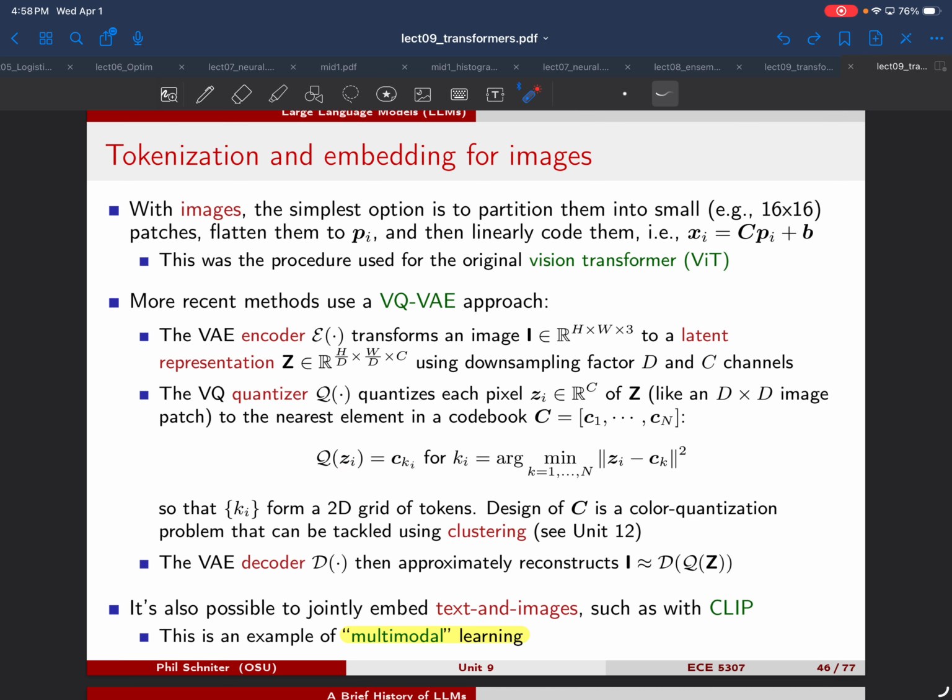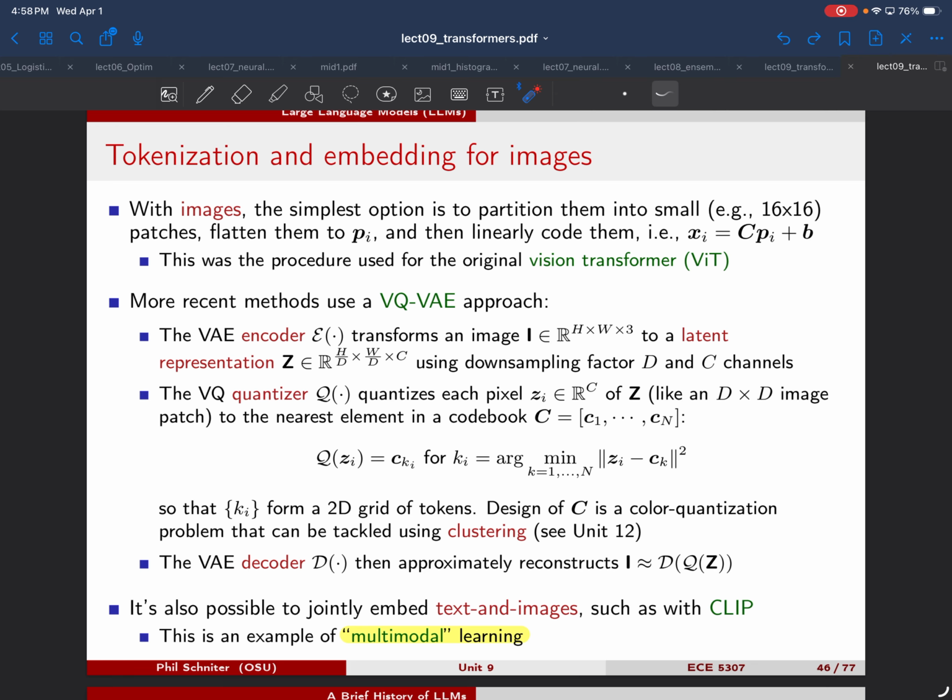Okay, so you encode, quantize, and then if you have a big enough codebook, you don't lose too much, and you can reconstruct your image. So this part is now tokenization. This VQ is tokenizing, it's making your data discrete in the middle. Okay, so this is a more mature approach to how you tokenize and embed images.